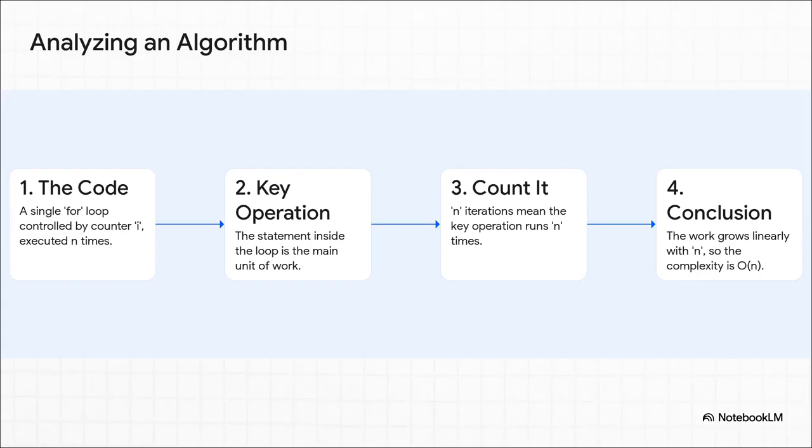So how do we actually find the Big O for a piece of code? Let's take the simplest possible example, a single for loop. What's the code doing? It's just looping from 0 up to n. The key operation, the real workhorse, is that count++ inside. So, how many times does it run? Well, it runs once for each item in the input. If the input size is n, it runs n times. The work grows in a straight line with the input. Simple as that. The complexity is O(n).